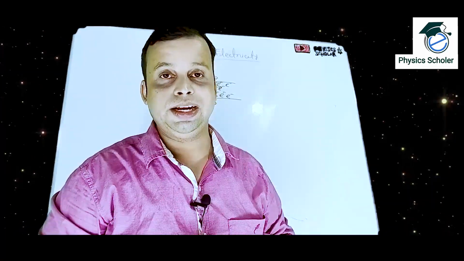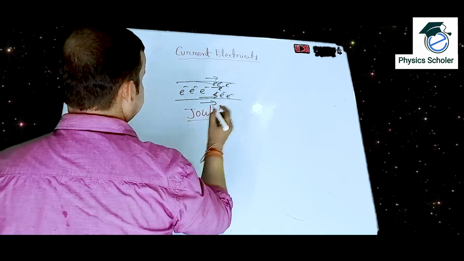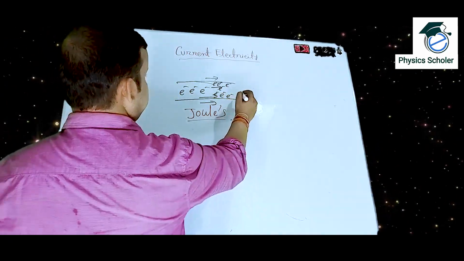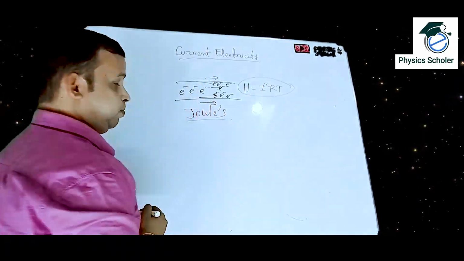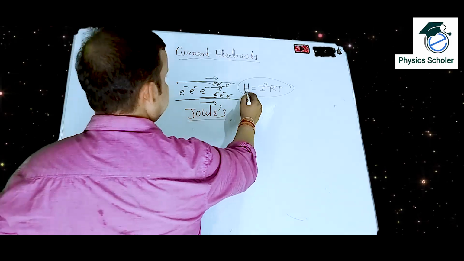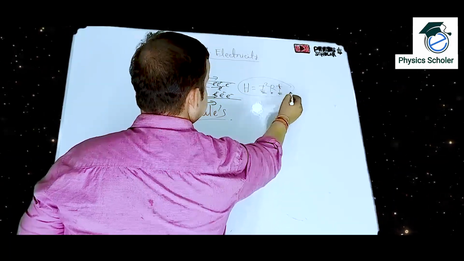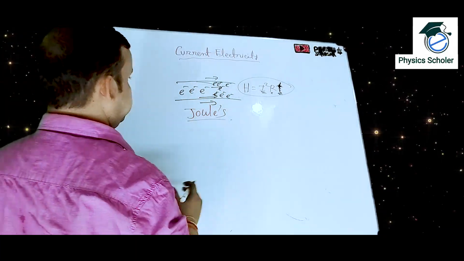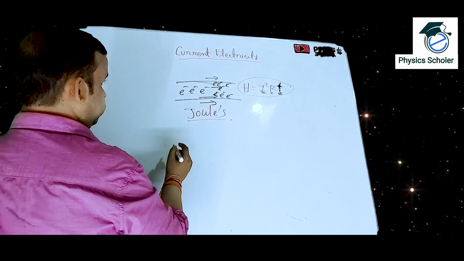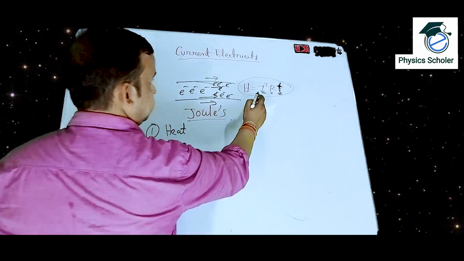Now how much energy is generated? That is derived from Joule's law. What we know, H is equal to I square RT. That formula we already derived. Suppose H is the amount of heat, I is the flow of current, R is the resistance of the circuit, and T is the total time during the flow of electric current. Now there are three laws for these three conditions.